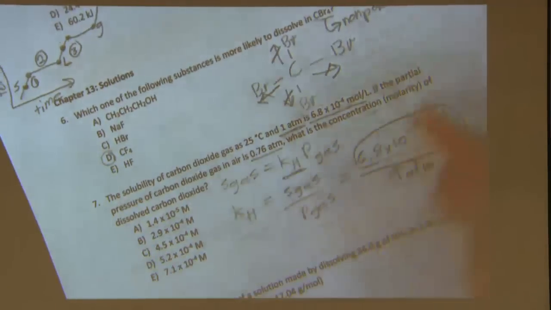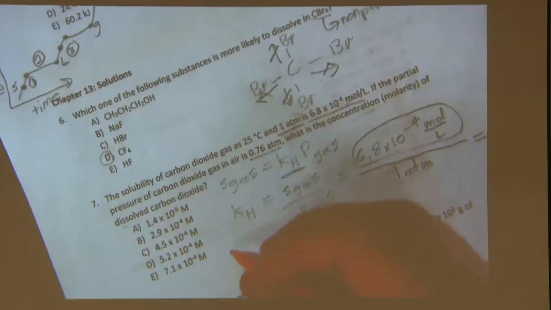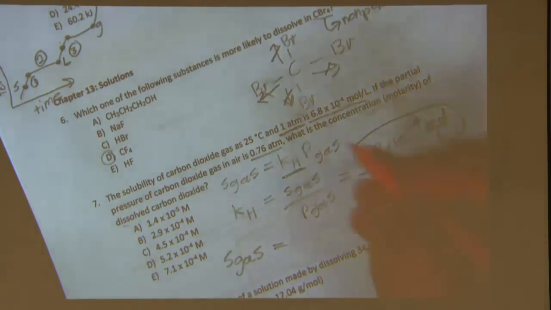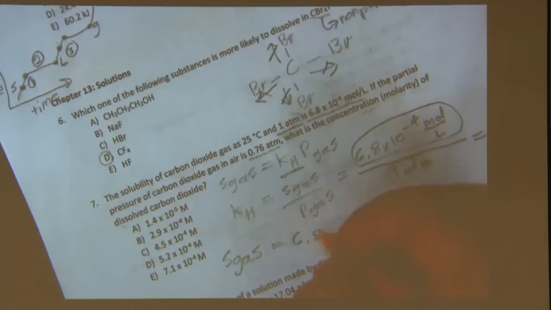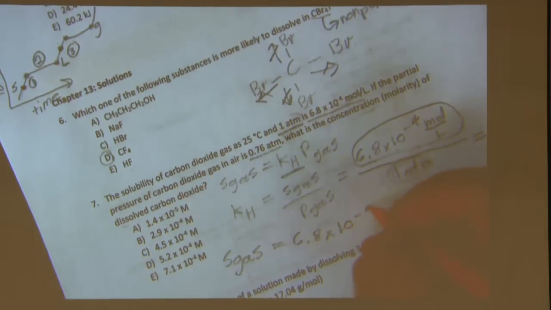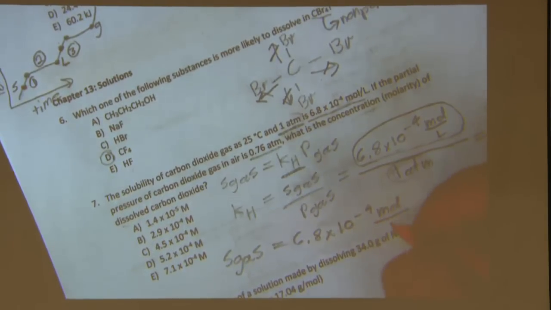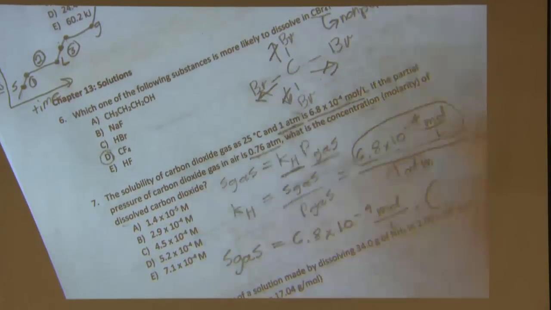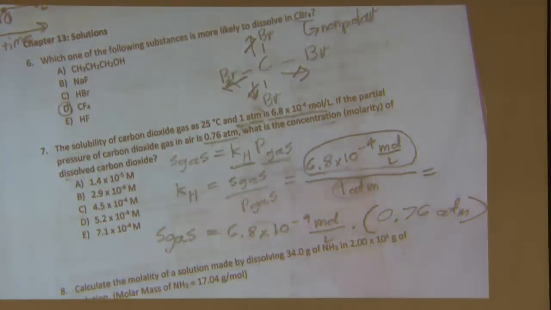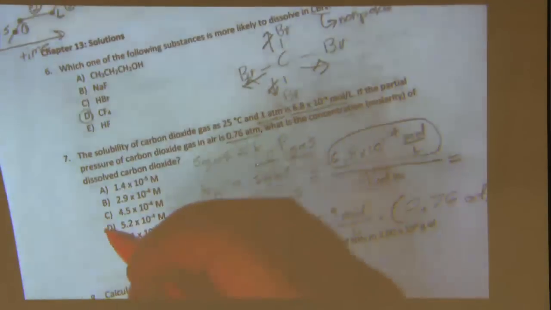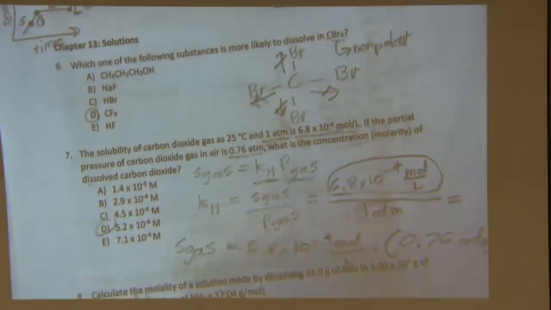Now I'm looking for the solubility, or the concentration of dissolved gas, if I have a different pressure. So what I'm going to do is plug in my KH that I just solved for, and multiply it by my new pressure of gas, which is 0.76 atmospheres. Okay? And when I do this out, it's going to give me 5.2 times 10 to the negative 4, which is D.